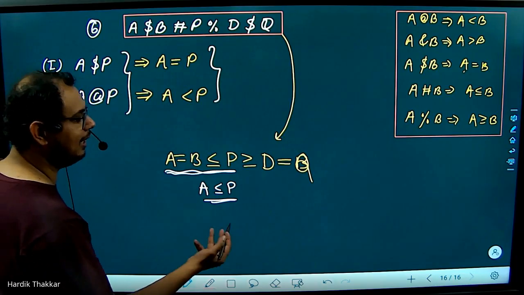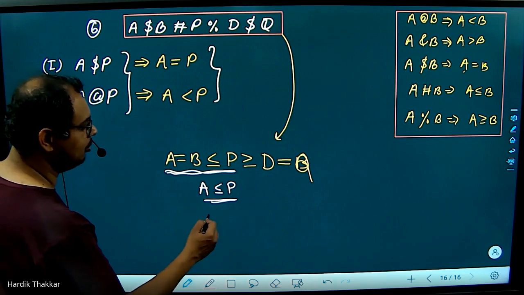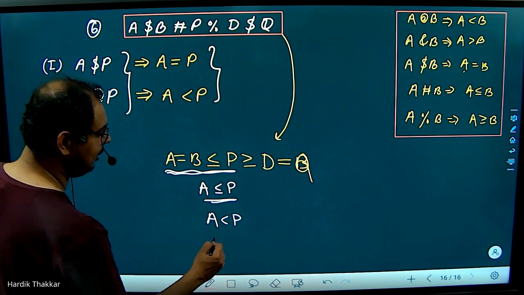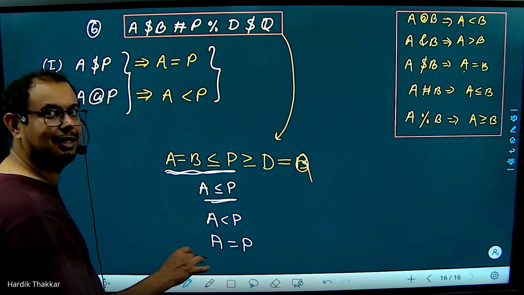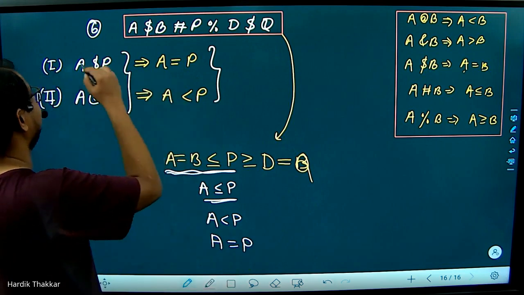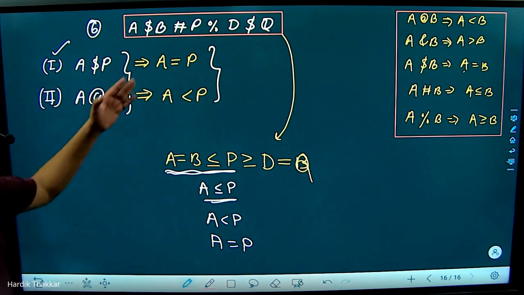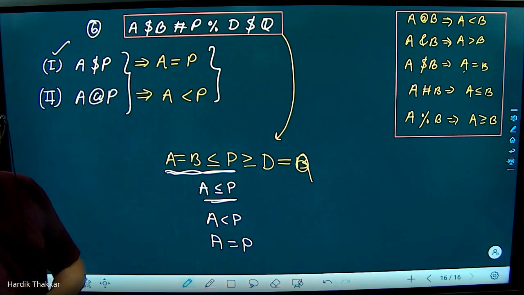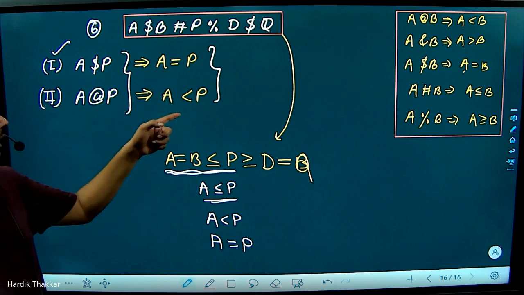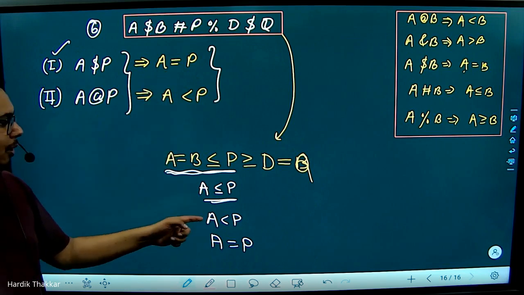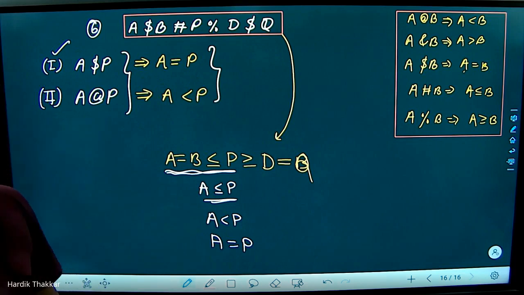So we can draw some conclusion. The conclusion is either A is less than P or A is equals to P, that is, less than or equals to P. It means either the first conclusion is true or the second conclusion is true. Because the first conclusion says that A is equal to P, and the second says that A is less than P. So either of the two conclusions is true.